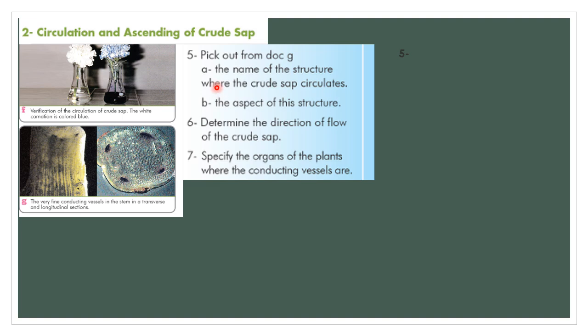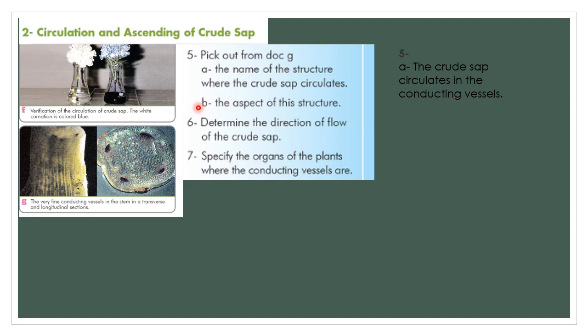Proofing the activity, part 5. Pick out from document G the name of the structure where the crude sap circulates. The crude sap circulates in the conducting vessels. The conducting vessels are responsible for the circulation in the plant.